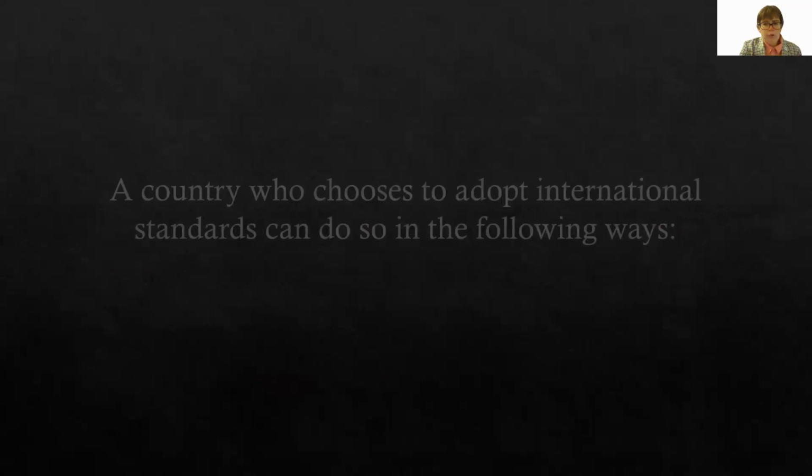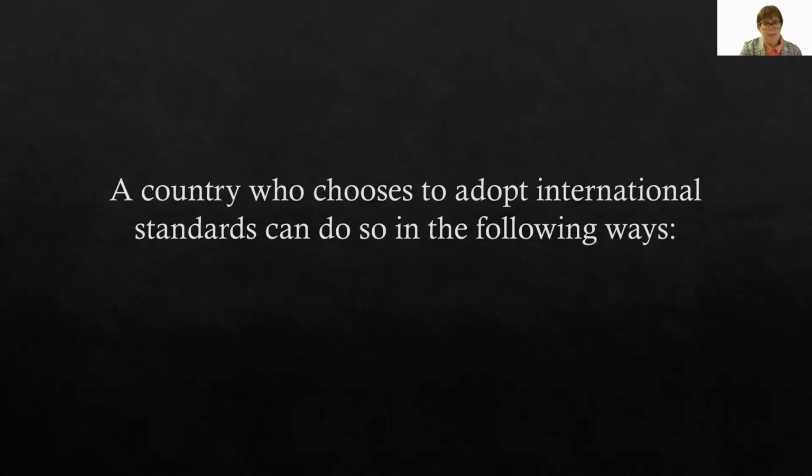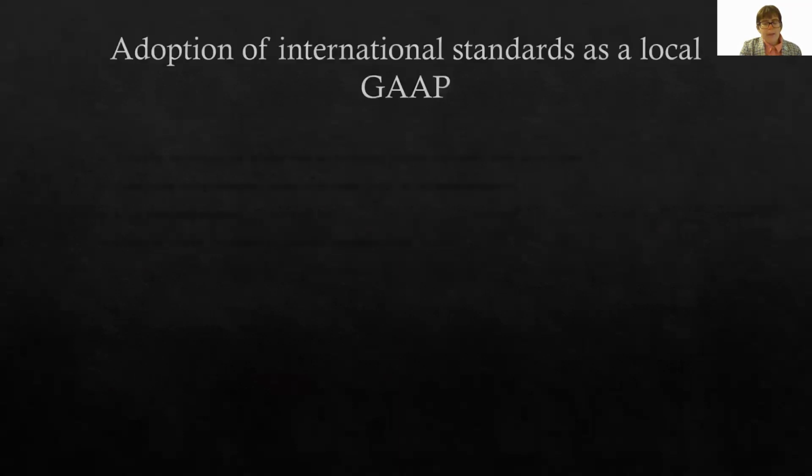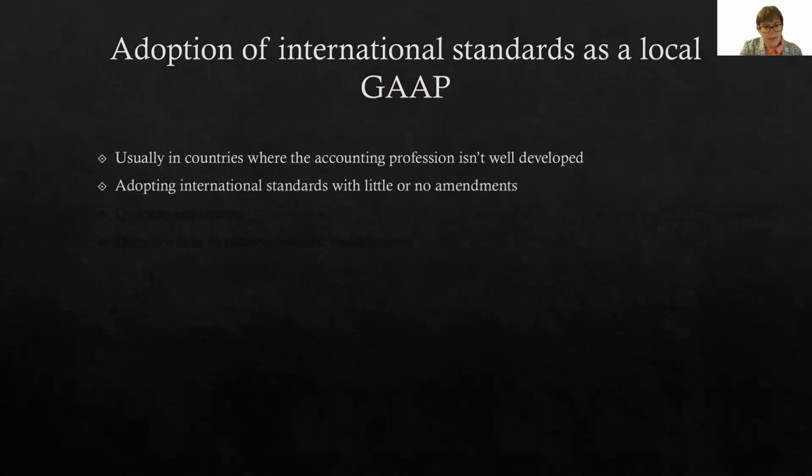Then, a country that chooses to adopt international standards can do so in a number of ways. They can either adopt the international standards as a local GAAP. This would usually be in countries where the accounting profession isn't very well developed, and adopting the international standards would mean little or no amendments. You wouldn't need so much expertise to actually create the standards, you would just be able to implement them straight away into the rulebook. Because of that, it's obviously quick to implement, and there are no country-specific requirements.